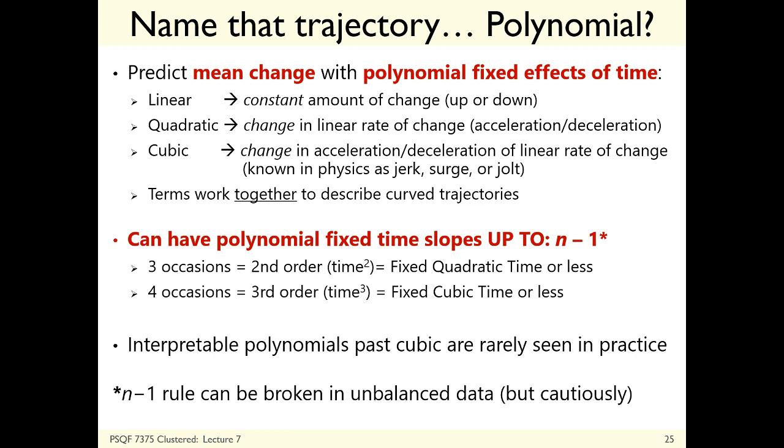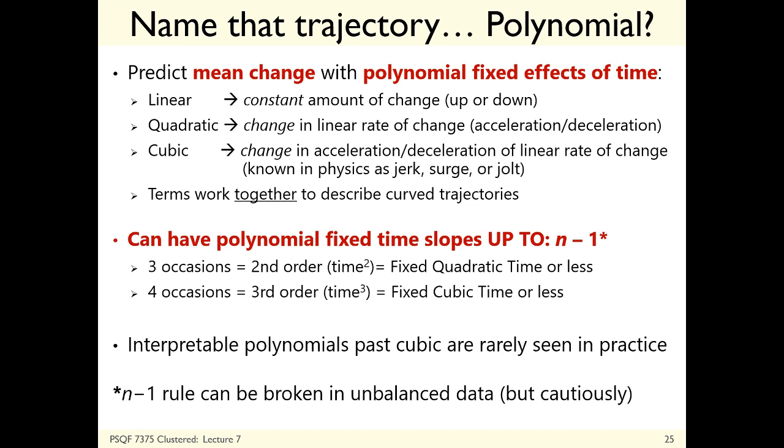That's what I thought. But in these cases, these terms work together to describe an overall curvilinear trajectory that is continuous. So it doesn't have any breakpoints, it doesn't shift abruptly, it's sort of a smooth trajectory, and all of these terms work together. If you have balanced occasions, the number of slopes that you can put in your model to describe the effect of time for a fixed effect of time is equal to the number of occasions minus 1.